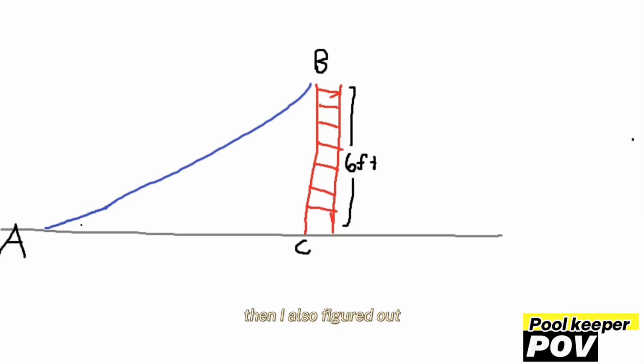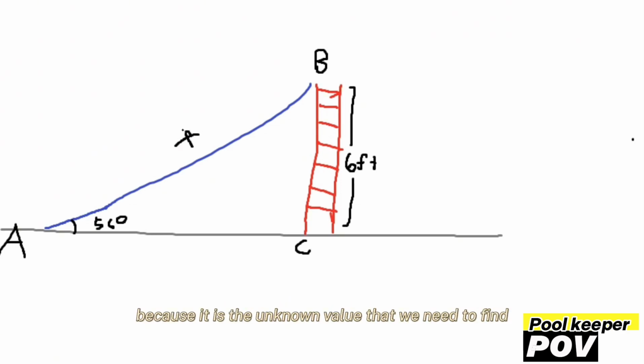Then, I also figured out the angle between the slide and the ground was 56 degrees. We're gonna write 56 degrees there. Then we're finding the length of the slide, or basically the hypotenuse. So we're gonna write x there because it is the unknown value that we need to find.